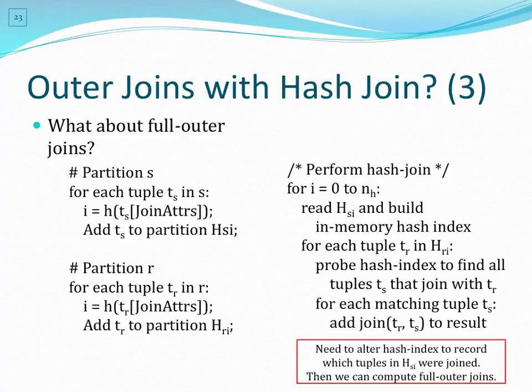So like I say here, you need to alter the hash index to record which tuples in this HSI were joined, because then I can know which tuples were not actually joined. Does everybody understand what I'm talking about here? I'm not talking about changing how HSI is loaded into memory, because that stays fixed. It's a tuple file, I load it, and I have page tuples or something like that into HSI. It's all in that in-memory hash index. I can make all my tweaks there, because that's an in-memory data structure that I use to facilitate the join. Everybody got that?